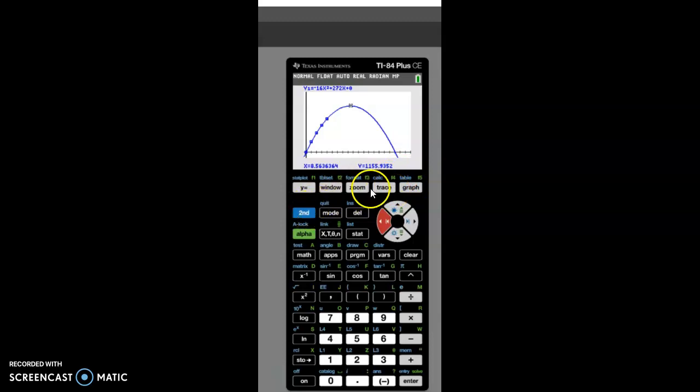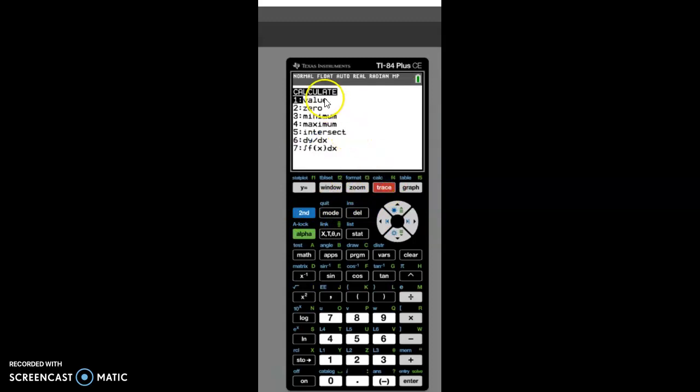So first, I'm going to hit the second key, and I'm going to go to Calc, which is right above Trace. Now, these are the different things it can calculate. It can find a value. If I put an X in, it can find the matching Y. It can find zeros. It can find a minimum or maximum. It can find where things intersect. And these we'll find when we go into calculus.